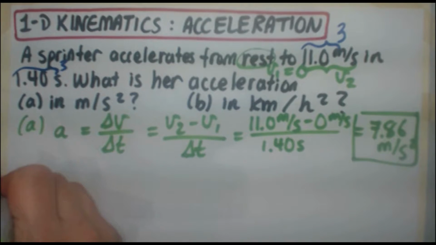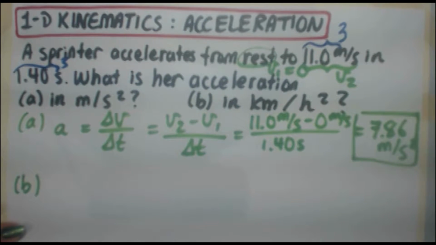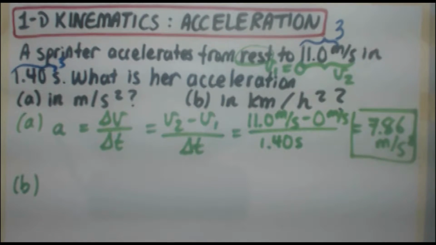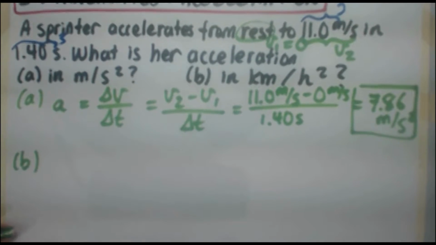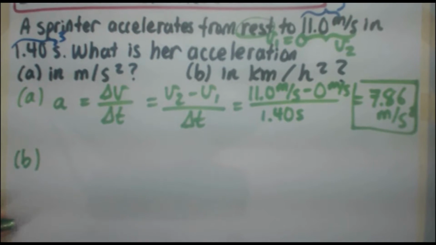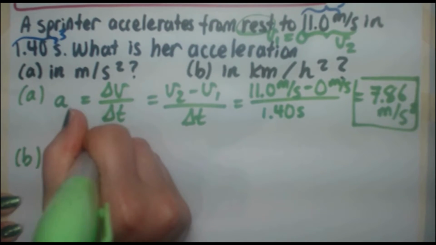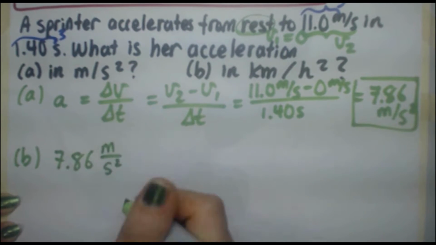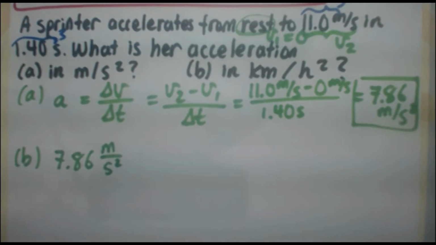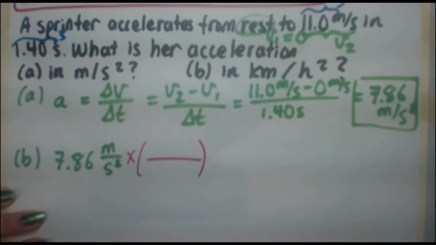Now part B, we have to express this in kilometers per hour squared. I know you guys already know what I'm about to say. It is easy to convert between any unit and any other unit. You simply need to multiply by 1. Now, you might need to multiply by 1 twice, which is the case in this example, but that's all you need to do. So let's take what we have. We have 7.86 meters per second squared, and I'm going to multiply that, like I said, by 1, except my 1 is going to be a fraction in brackets.